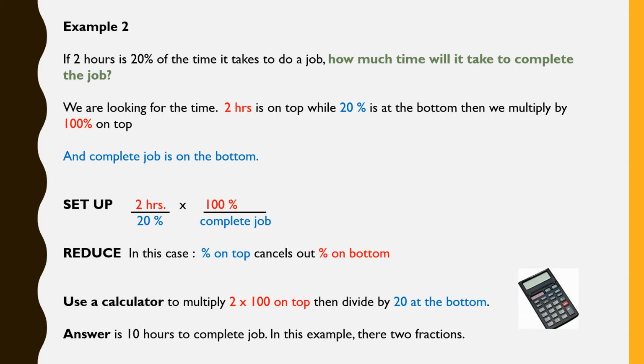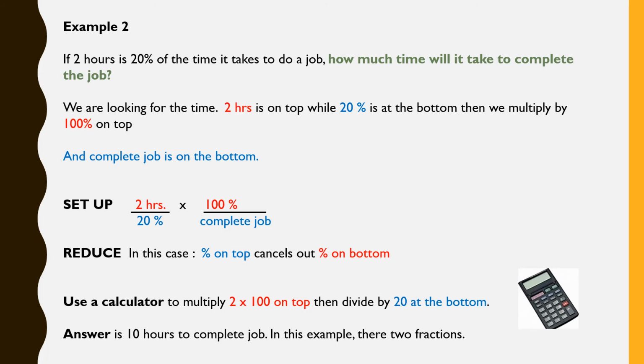So now we multiply. We multiply by percent on top, one complete job at the bottom. To complete the job is 100%. That's something you have to remember. A whole means 100%. In this case, percent on top cancels out percent at the bottom. Those are the identical items that are top and bottom.